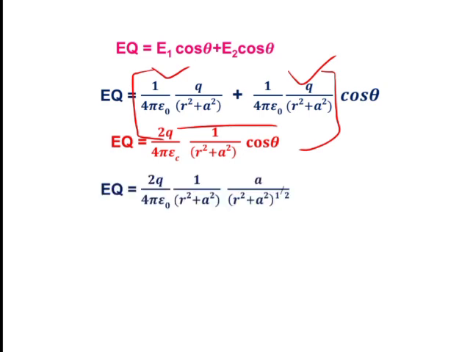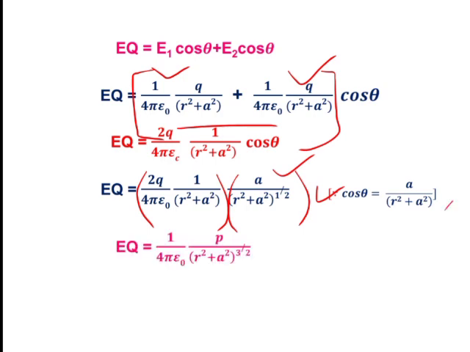Then what is cos theta? Cos theta is nothing but A divided by R square plus A square raised to 1 by 2. So EQ is equal to 2Q divided by 4 pi epsilon naught, 1 divided by R square plus A square, and this is the value of cos theta. Why did I substitute this? Because cos theta is equal to A divided by R square plus A square raised to 1 by 2. Okay.